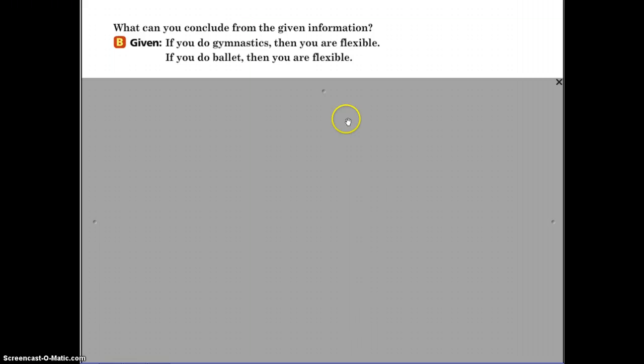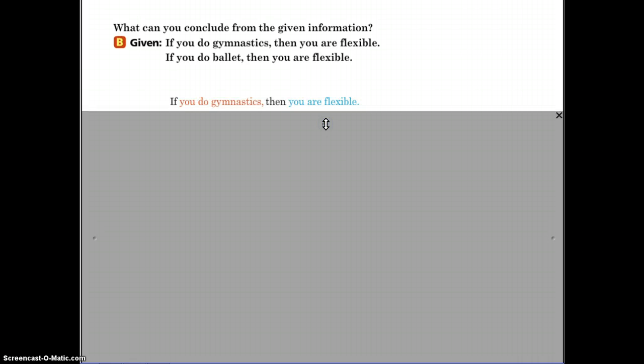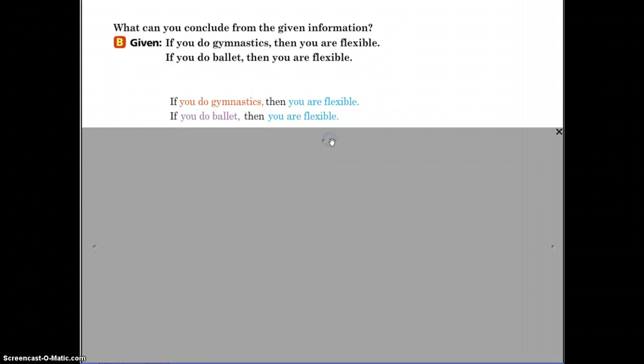Let's look at example B. If you do gymnastics, then you are flexible. If you do ballet, then you are flexible. So let's break it down. Our P, you do gymnastics. Our Q, you are flexible. Well, look at our next sentence. You do ballet is our R, and then we have our Q for you are flexible.